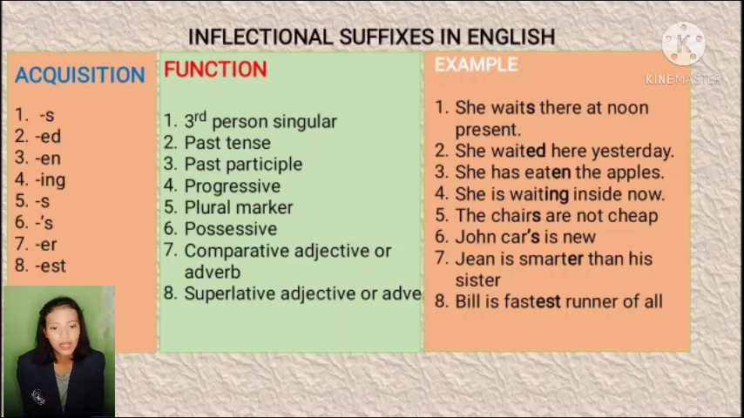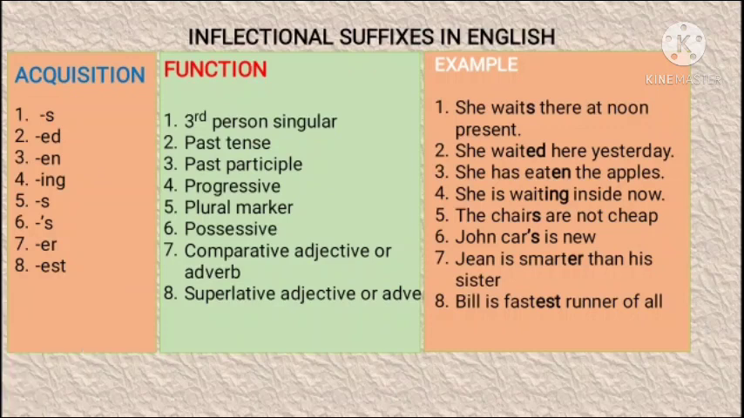The examples: One, she waits there at noon, present. Two, she waited here yesterday. Three, she has eaten the apples. Four, she is waiting inside now. Five, the chairs are not cheap. Six, John's car is new. Seven, Jan is smarter than his sister. Eight, Bill is the fastest runner of all.